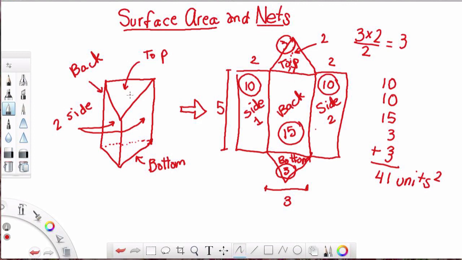So you take your 3D figure, you create a net out of it, find the area of all of the faces of your solid, and then you add all the areas up to come up with the grand total of the surface area of your polyhedron. And this polyhedron was a triangular prism.